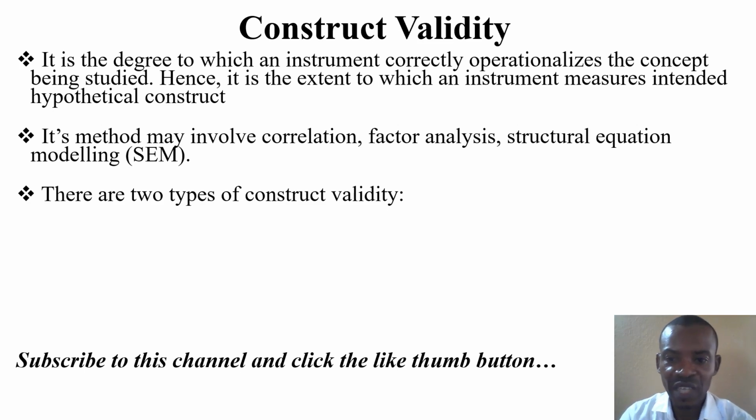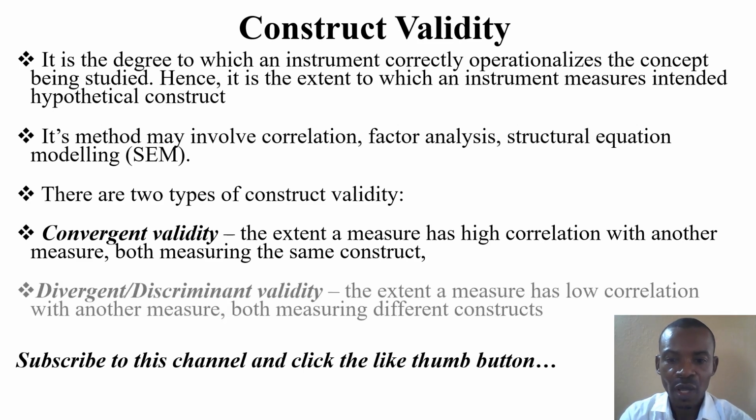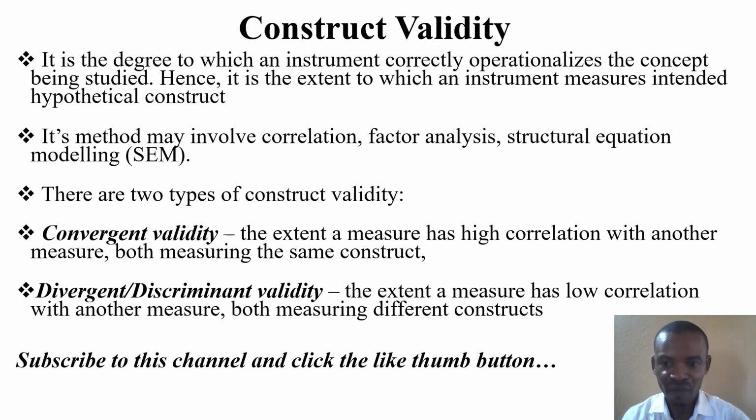So we have two different types of construct validity. One is the convergent validity, and it is the extent to which two scales or two measures are highly correlated and they are measuring the same construct. So the extent a measure has high correlation with another measure, both measures measuring the same construct. Contrary to this is the divergent or discriminant validity. It is the extent a measure has low correlation with another measure, but both of the measures, which are the two instruments, are measuring different constructs.